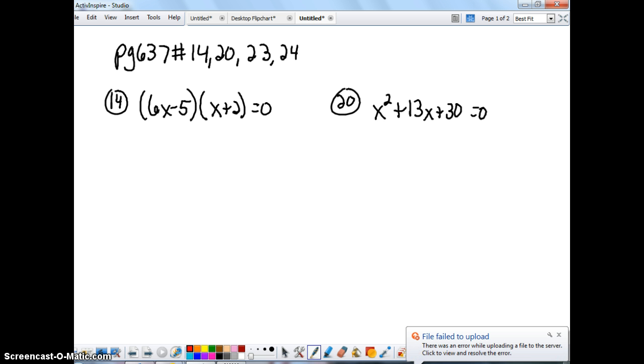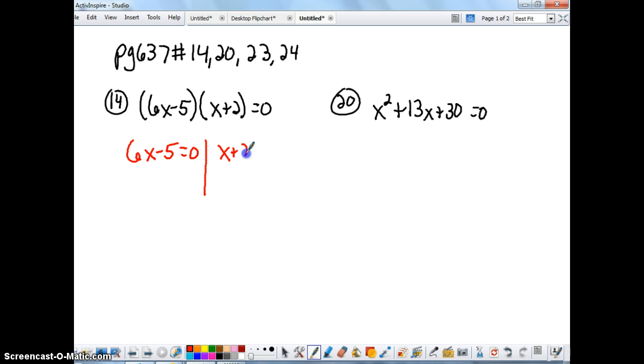There's 3 different videos. This first video will be numbers 14, 20, 23, and 24. So number 14, it said to go through and solve for the variable. So when you do this, you set both of these terms equal to 0. So 6x minus 5 equals 0. x plus 2 equals 0. And then you're going to solve.